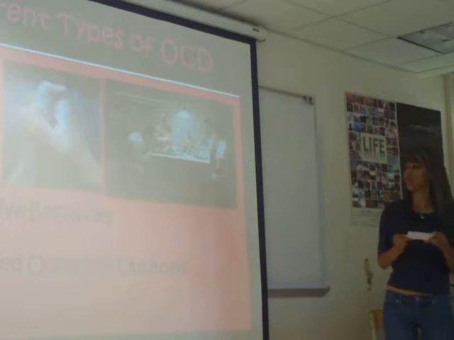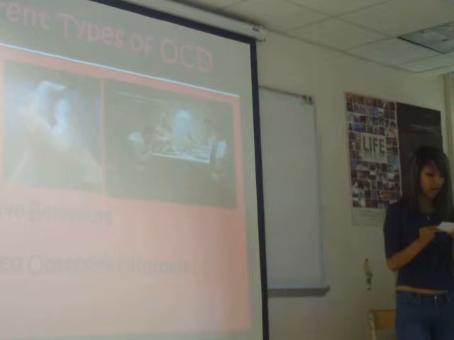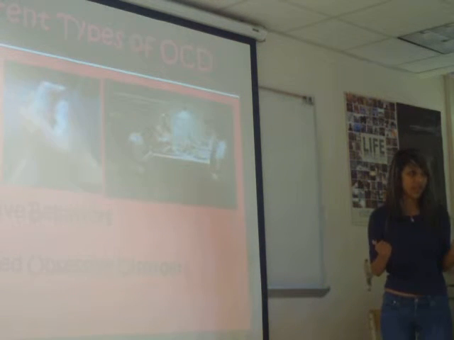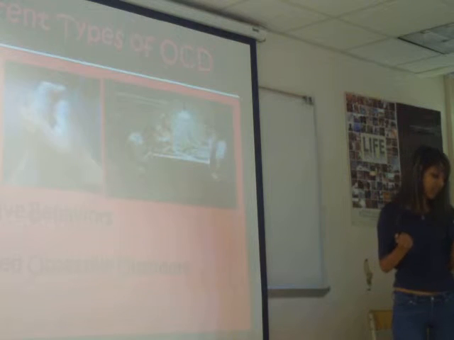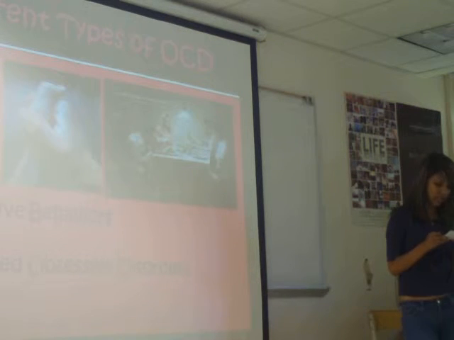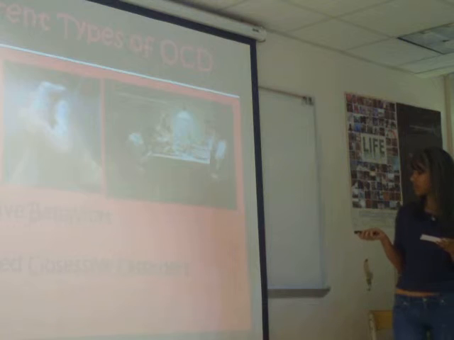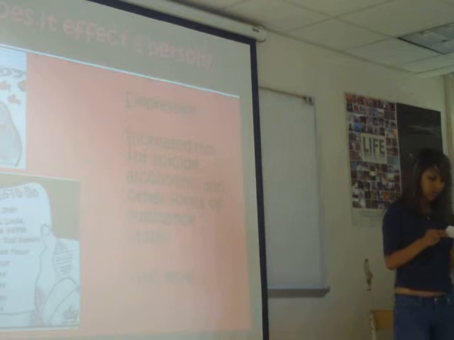Associated obsessive disorders are the disorders that may be part of the OCD spectrum, such as body dysmorphic disorder, which is the constant idea that you're ugly. Then there's hypochondriasis, which is excessive fear of having a serious disease. And there's many more. So how does this affect the person who has it?